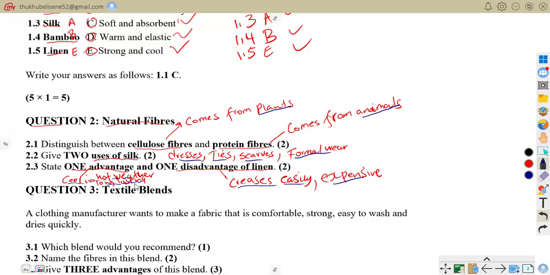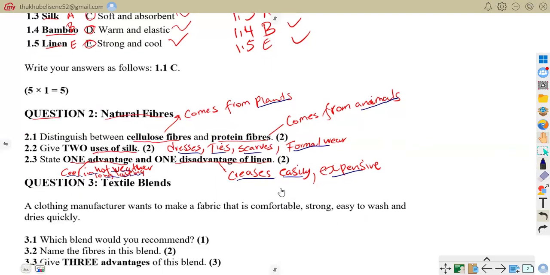So I want to correct where we were talking about the advantage that we said is long-lasting. We are supposed to give an explanation: if we are saying it's long-lasting, it is because it's a strong fiber that can withstand regular use. So that is where I just wanted to correct. So now let us get to question number 3.